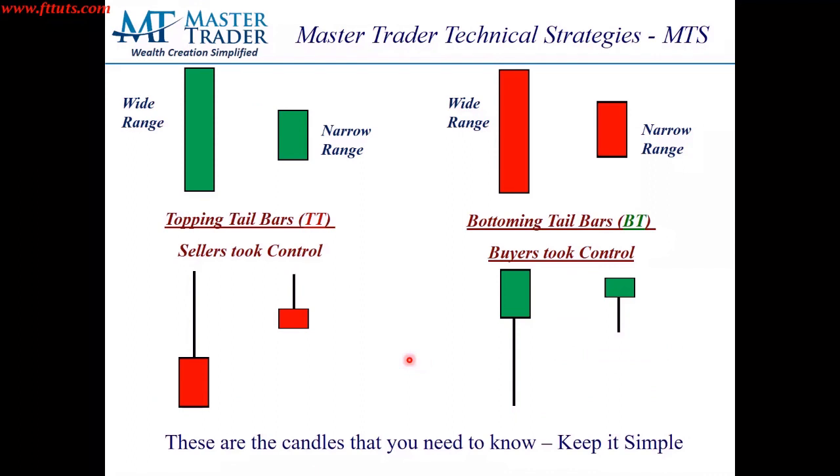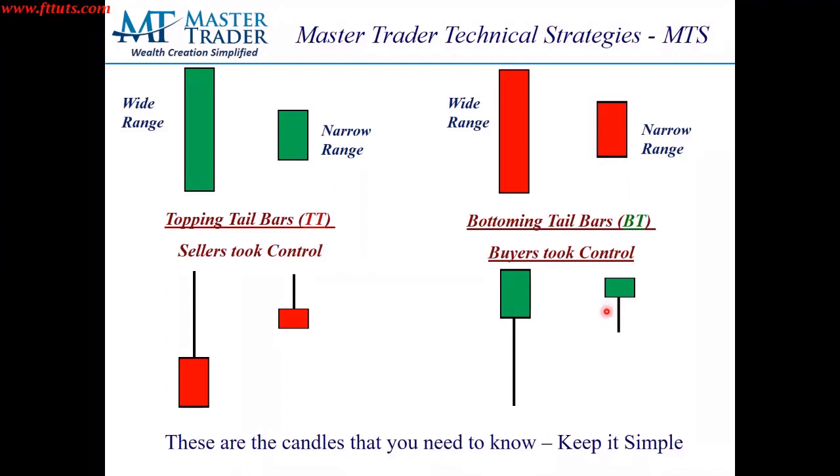So the basics of candles. We look for wide bars and narrow bars, and the narrow ones tell us momentum is slowing, and the big ones tell us that momentum is increasing. And it's all about, is it an igniting wide bar or is it an ending wide bar, whether it's bullish or bearish. Topping tails, sellers took control, bottoming tails, buyers took control.